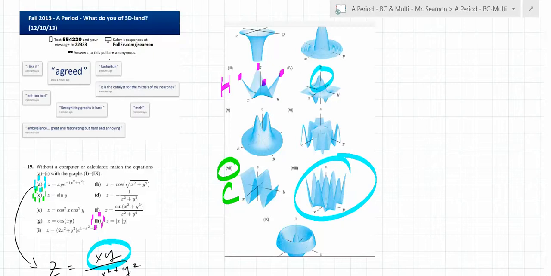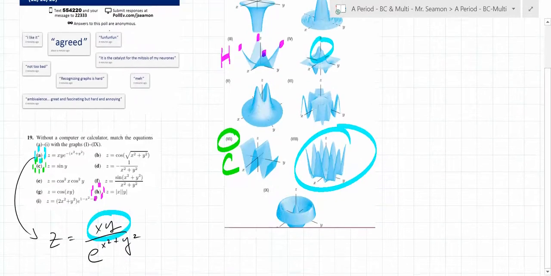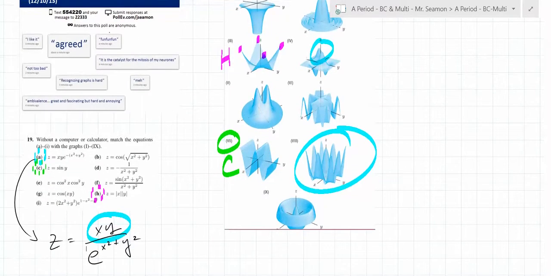So if x and y are both opposite signs, then the numerator is going to be negative. Okay, so keep going with that. Because in the denominator they're both squared, the sign never changes on the denominator, so nothing happened there. So you have negative over positive. Yeah, so it's going to be negative.